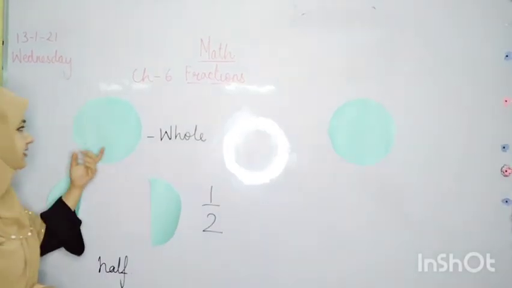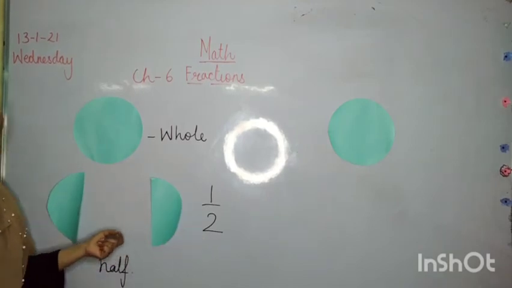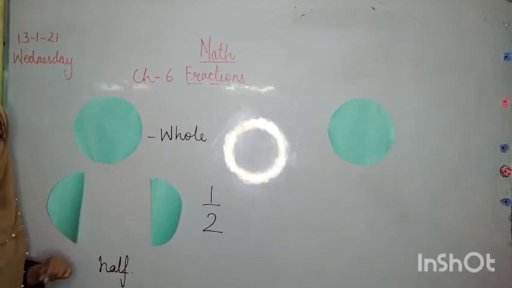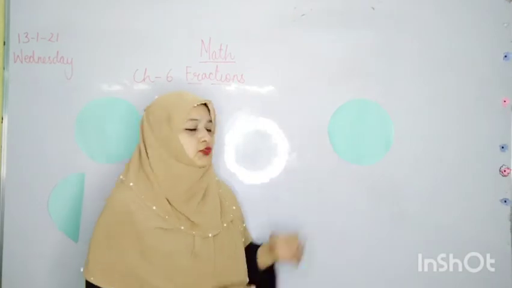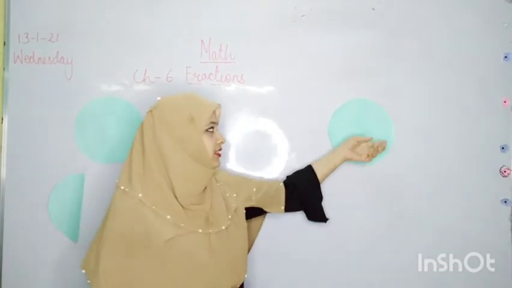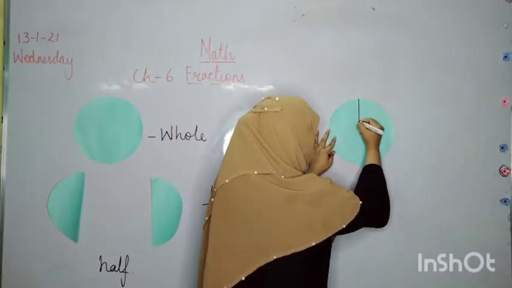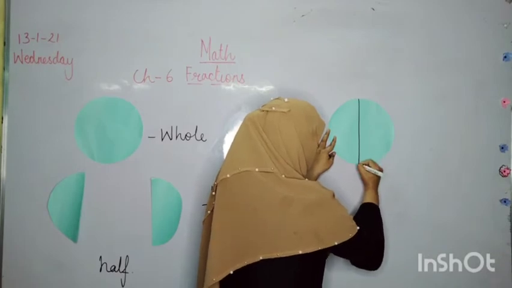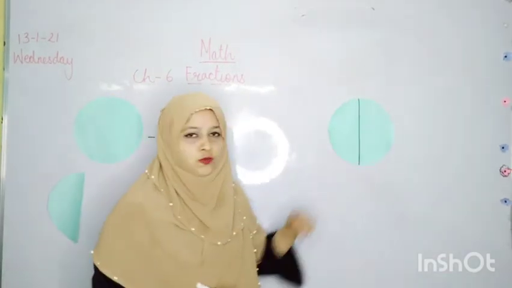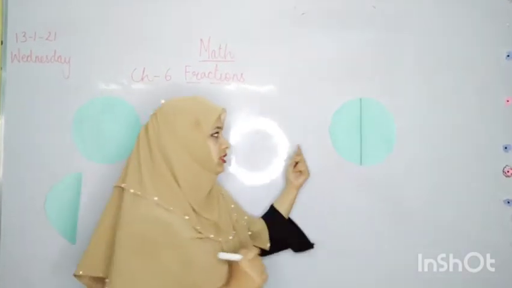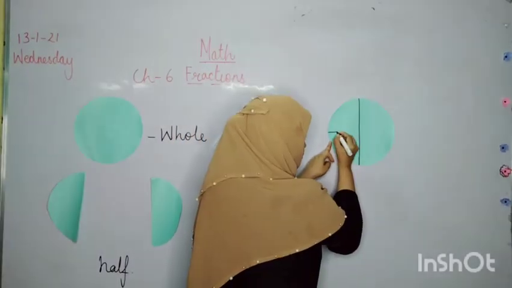Now you all saw I divided one whole circle into two equal parts and I got half. So these two equal parts are called half. Now I have one big circle and I want to divide that circle into four equal parts. For dividing the circle into four equal parts, what will I do? First, I will make the circle into a half. When I draw a line, I have made the circle into half. Now I got two parts, but I want four parts of this circle. So what will I do? When I make two halves, I will make one more half of those two halves.